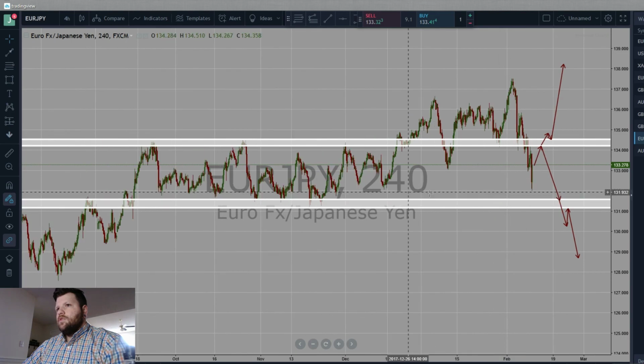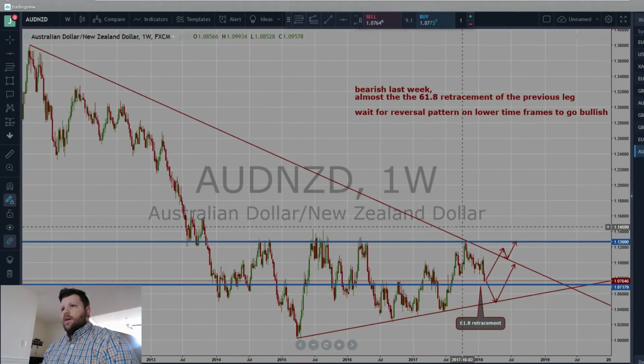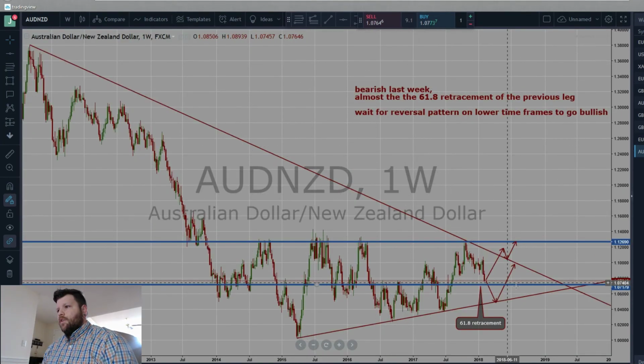And this is the bottom of the consolidation zone, so you could see a break and then a retest of that area and then a drop. So really could see it either way with EJ this week, and I will probably be staying away from this pair. And now we have AudNzd on the weekly time frame.